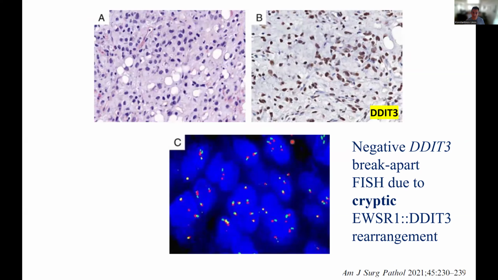Even in the cases, as I told you, that are rare, but certainly existing cases that can show a cryptic EWSR1-DDIT3 fusion, and therefore your break-apart DDIT3 will be negative. In this case, it worked really well because the fusion is there, and obviously it can be detected much more easily by RNA sequencing.